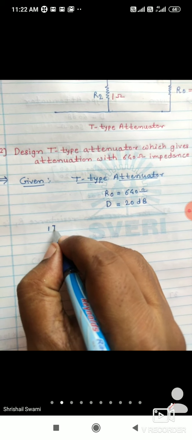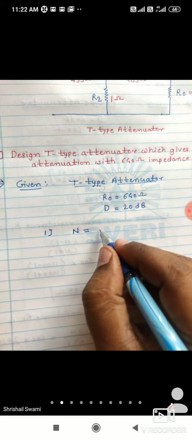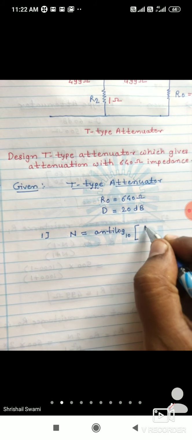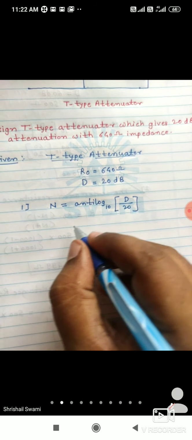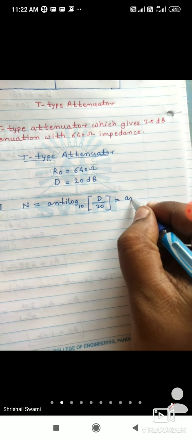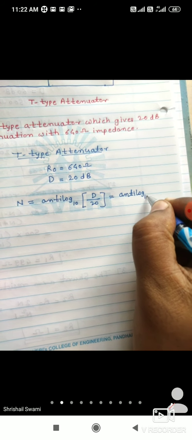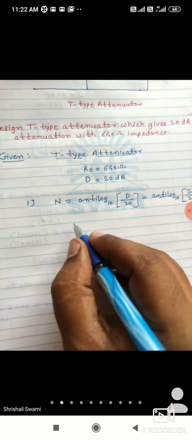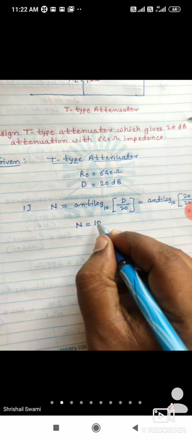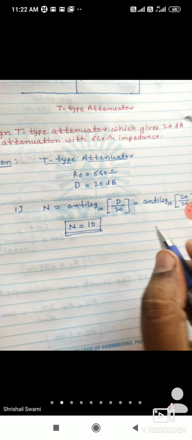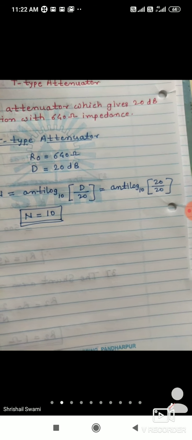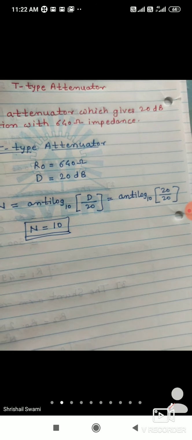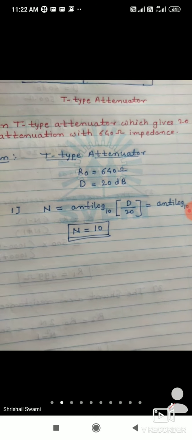So you can start with the first equation, that is N is equal to antilog of base 10 of D divided by 20. So it will give antilog of base 10, 20 divided by 20. So antilog of 1 means it will give the value of 10. You can cross check. Antilog of 1, shift log, that will give N is equal to 10.